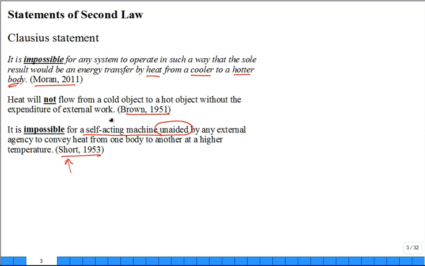So what about these words? What word did I highlight and underline and make bold in each of these?